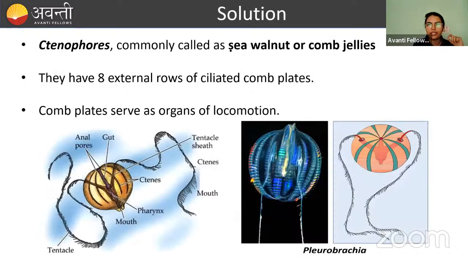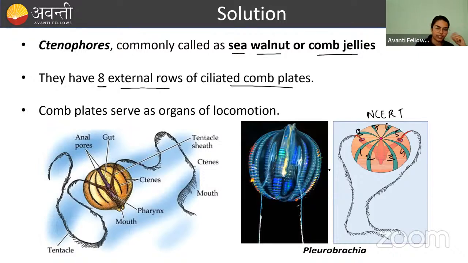So ctenophores are commonly called sea walnut or comb jellies. So how many do they have? They have 8 external rows of ciliated comb plates. If you want to count, see, this picture is directly from NCERT. You can count here 1, 2, 3, 4, 5, 6, 7, 8. Okay, ciliated comb plates, and they help in locomotion.